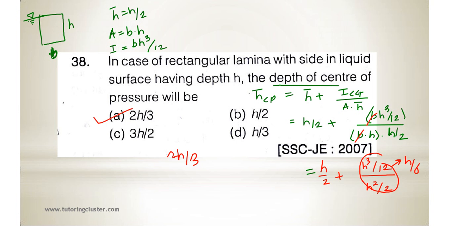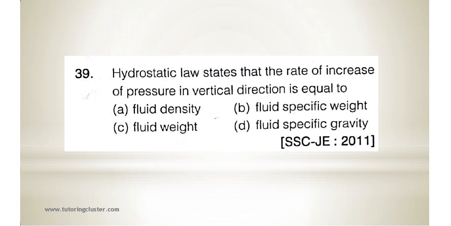Next, 39. Hydrostatic law states that rate of increase of pressure in vertical direction is equal to what? Fluid specific weight. See here, dP by dz. P is equal to rho G H. So P upon H, instead of H I am using Z, is rho into G. And rho into G is the specific weight. So it is fluid specific weight.